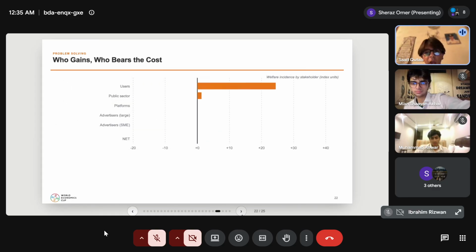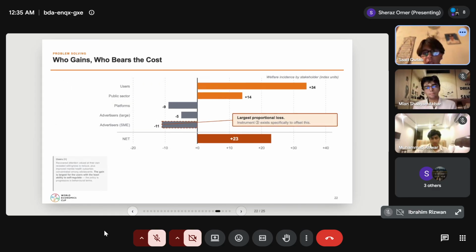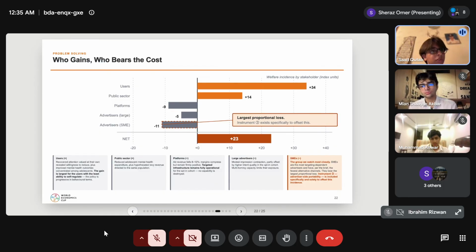Next slide, please. Using the Kaldor-Hicks efficiency criterion, which states that a policy is efficient insofar as the benefit to those who gain is larger than the cost borne by those who lose, we find that this recommendation produces an overall welfare gain of 23 units, primarily because users and the public sector benefit most through improved well-being and reduced mental health costs. Platforms and advertisers face losses, with the greatest proportional impact on small and medium advertisers, which is why advertiser portability is included as a third policy instrument.